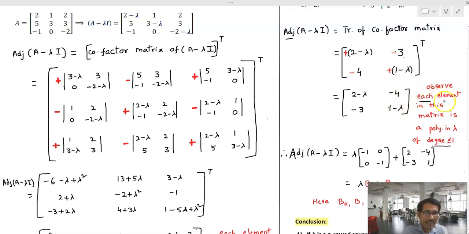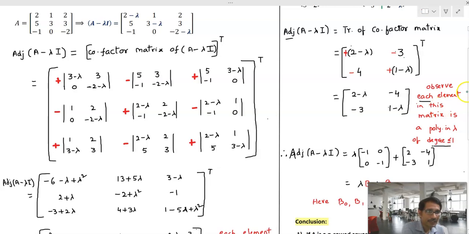Observe that each element in this matrix is a polynomial in lambda of degree less than or equal to 1. That means either it is a polynomial of degree 1 or less. That means a constant can be treated as a polynomial of degree 0. That is the point.